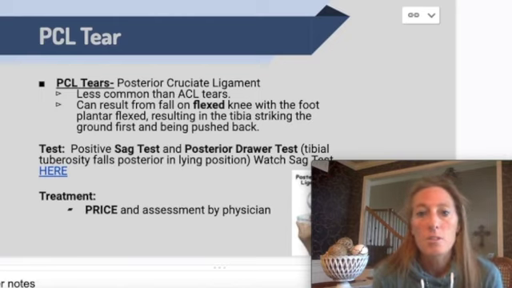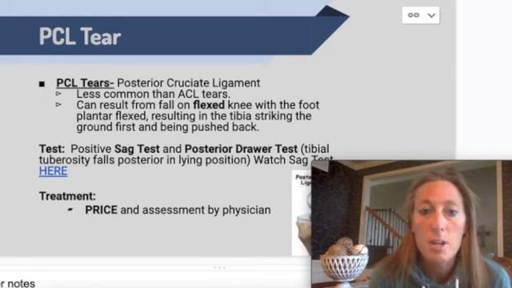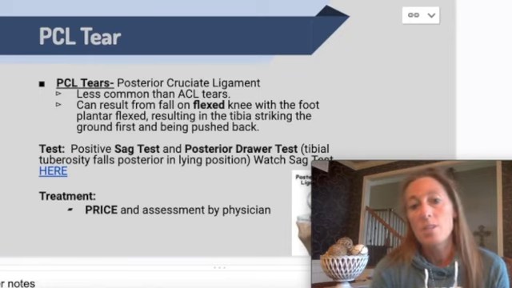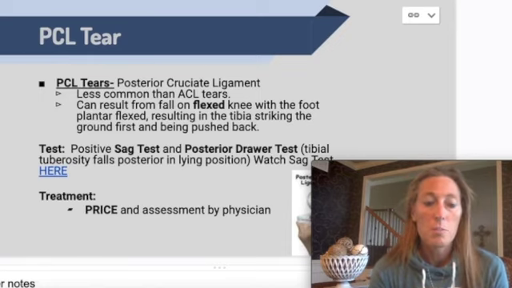The two tests are the sag test and the posterior drawer test. The tibial tuberosity falls posterior with the sag test. And treatment: protection, rest, ice, compression, and elevation, with assessment by a physician if it's completely torn.